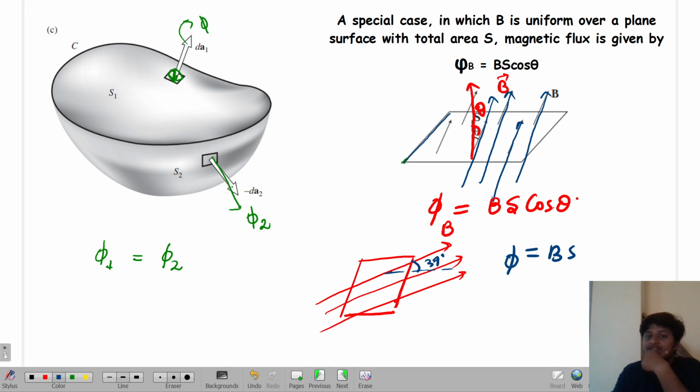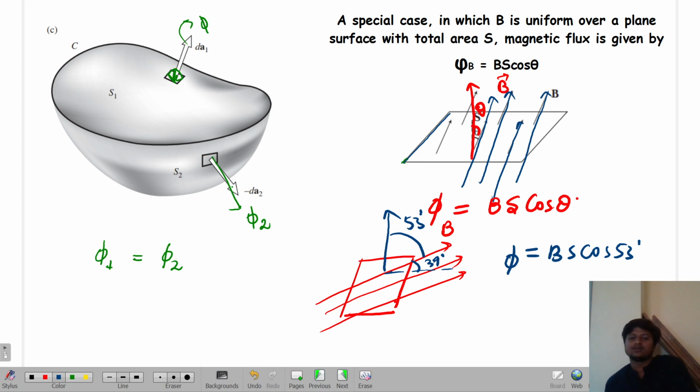No, I have to take the angle with the normal or not. This theta is the angle between the magnetic field and normal. So first I'll have to draw the normal for this, yes or no? Then we have to calculate this angle with the normal. If this is 37, this will be 53 degrees. What should be phi? Yes, cos 53, not cos 37 or sin 37. You can use sin 37 because that will be the angle, but that's not correct. You use 53 or something like that. Understood? Is it okay or not?